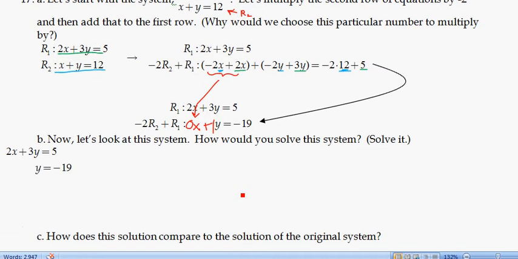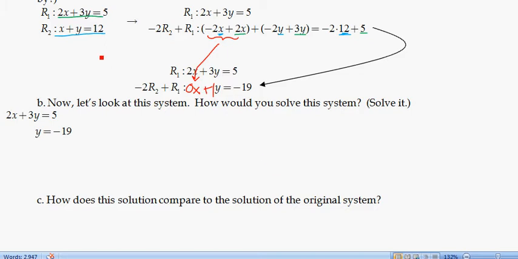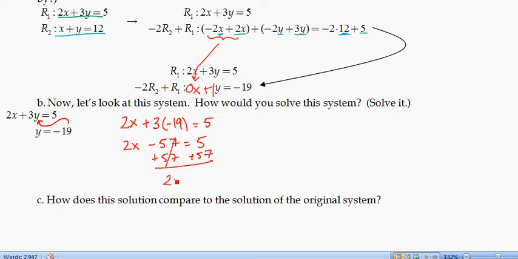So if we look at this system with fresh eyes, since I've written all over it, we have this system 2x plus 3y equals 5 and y equals -19. How would you solve this system? This is an easier system to solve than the original because I'm ready to just substitute y equals -19 back in for y. So I have 2x plus 3 times -19 is equal to 5. So now I solve for x. I have 2x minus 57 equals 5. And if I add 57 to both sides of the equation, I'm left with 2x on the left equals 62. And dividing both sides by 2, I get x equals 31.